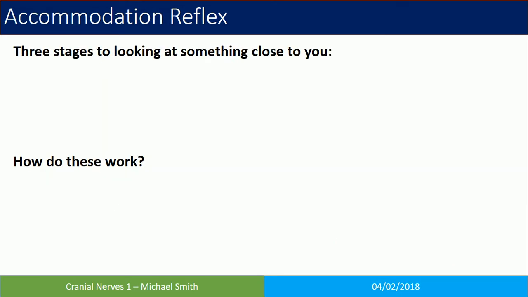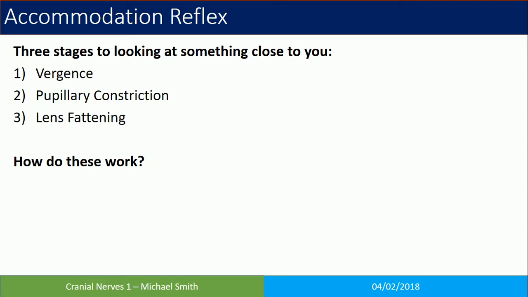Next we're going to talk about the accommodation reflex. This is in order to look at something close to you and focus on it effectively. First you want vergence, and this is causing your eyes to come together and both look medially. Then you want your pupils to constrict so you can focus more effectively, and you want your lens to fatten to allow the greater refraction of the light to allow it to focus on the right point of your retina.